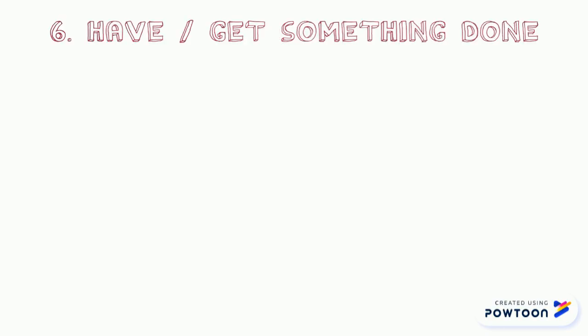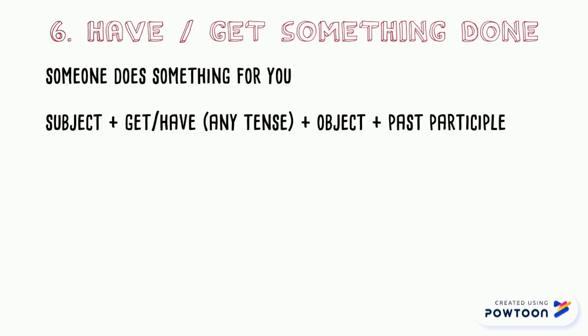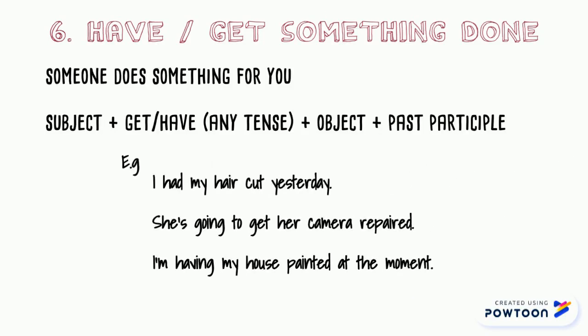The last passive structure is have and get something done. This structure is used to express that someone does something for you. And we need a subject plus get or have in any tense plus an object plus past participle. For example, I had my hair cut yesterday, she's going to get her camera repaired, or I'm having my house painted at the moment.